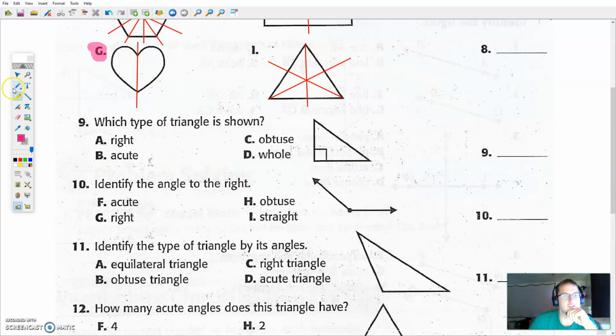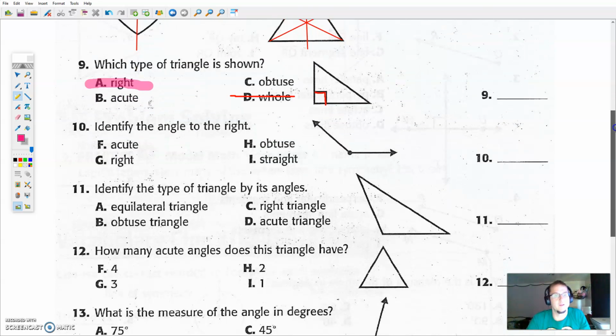Which type of triangle is shown? We have the choice of right, obtuse, acute, or whole. I don't even know what a whole triangle is. Yeah, sure, it's a whole triangle, but that's not a type of triangle that I taught you, so we can easily cross that one off. Your key here is this boxed corner. And if you remember, that box means right angle. So this would be a right triangle.